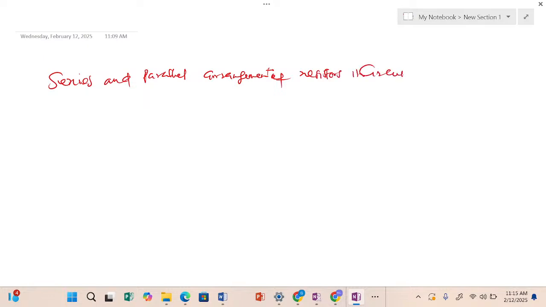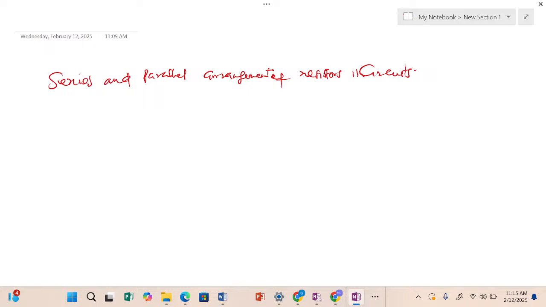Right. So today we are going to deal with series and parallel arrangement of resistors in circuits. Good. So I believe you know what a resistor is, and this session is more of a practical session. So we are just going to dive into the practical side of it, right? The theoretical side you can always read and understand it better, right?